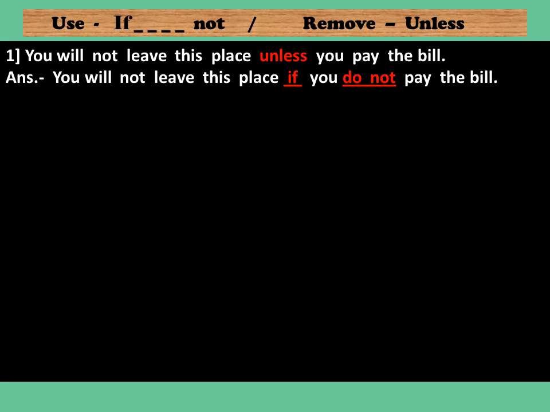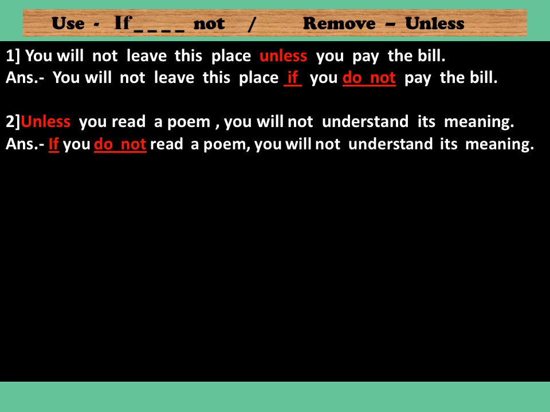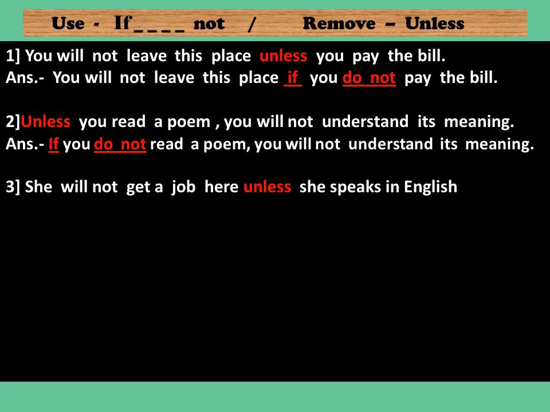We see the second example. Unless you read a poem, you will not understand its meaning. Its answer: if you do not read a poem, you will not understand its meaning. Third sentence: she will not get a job here unless she speaks in English.